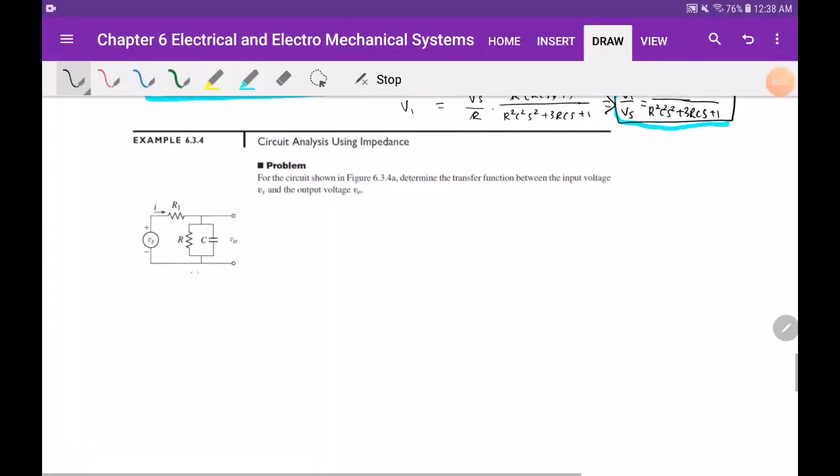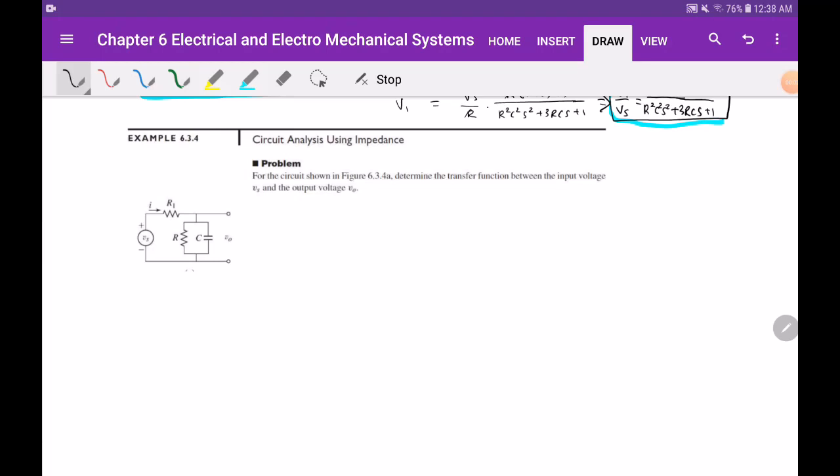So let's continue with the last example. You can do the rest of the homework. It says find the transfer function between the input voltage and output. Oh, they want the V out. They want the system model for V out. Oh, look at this. This is actually quite easy.